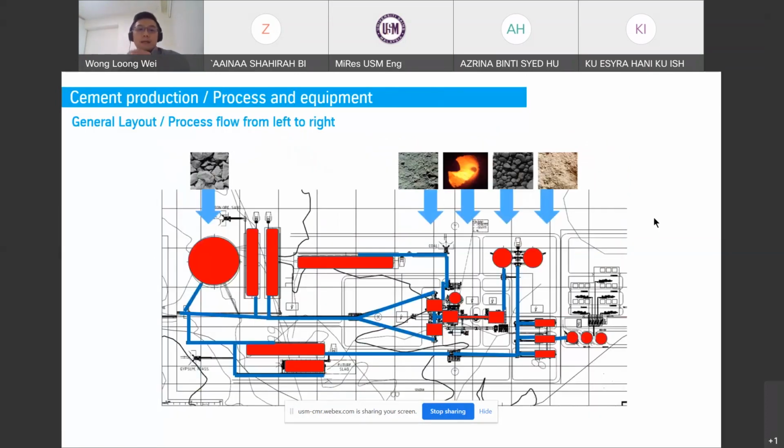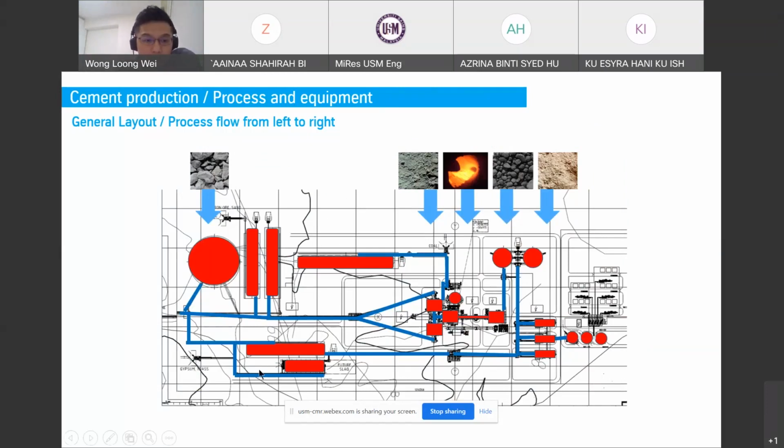And how big is a cement plant? This is a very general layout of a cement plant. This is only the layout of the plant itself, not including the quarry. If you compare to a football field, a normal cement plant is about the size of 40 to 50 football fields.